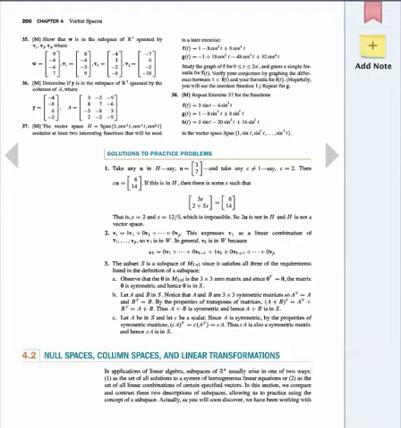Hi everybody, Cal here with section 4.2, null spaces, column spaces, and linear transformations. This is going to be a pretty big section for us. It's going to introduce a lot of the common subspaces of Rn that we're going to be playing with in this course.